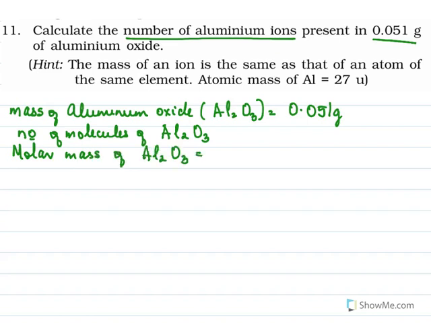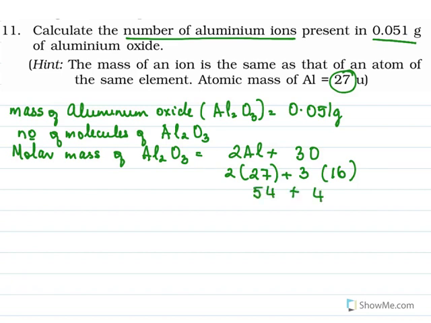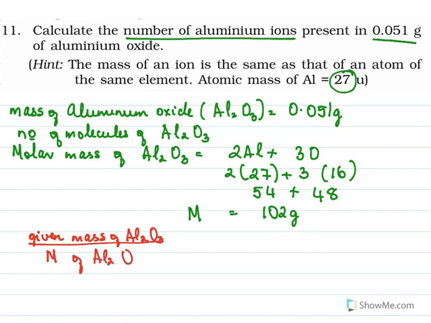Molar mass of Al2O3, which is 2 aluminium plus 3 oxygen. Now aluminium has been given 27, 3 oxygen is 16, so that would work out to be 54 plus 48, and that is 102 gram of molar mass of aluminum oxide. So let's find out how many molecules of aluminum oxide are present. So we will use a third formula, given mass of aluminum oxide over molar mass of aluminum oxide equal to number of molecules of aluminum oxide over Avogadro's number.